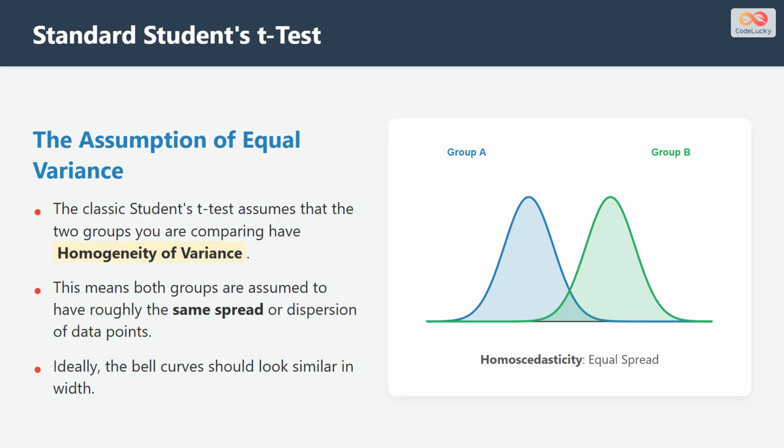Let's start with the standard Student's t-test. Traditionally, this test makes a very strong assumption called homogeneity of variance. It assumes that both groups you are comparing have roughly the same spread or dispersion of data points. In ideal textbook scenarios, the bell curves for both groups look very similar in width.